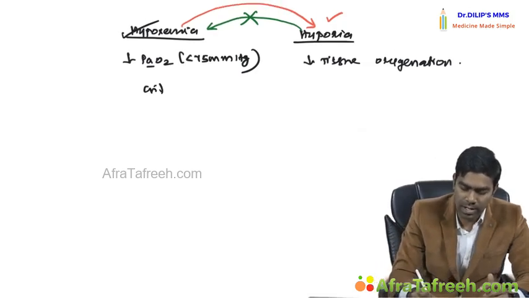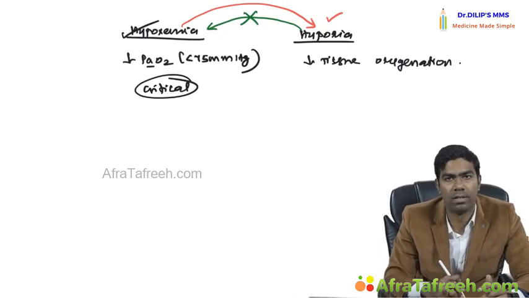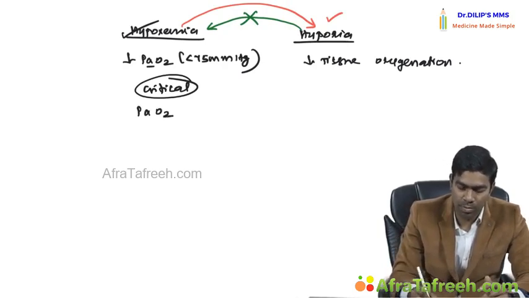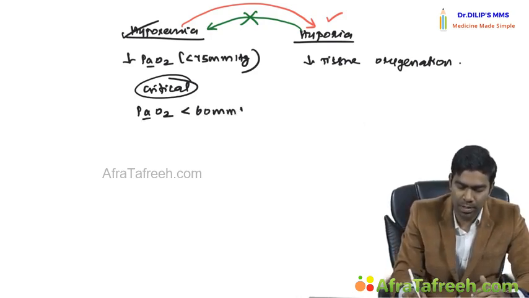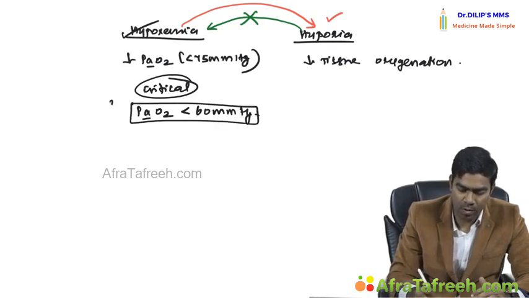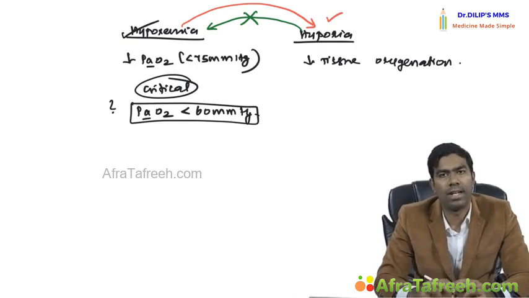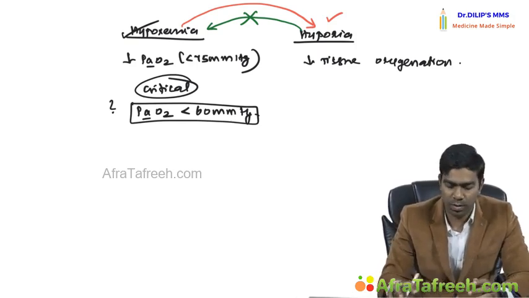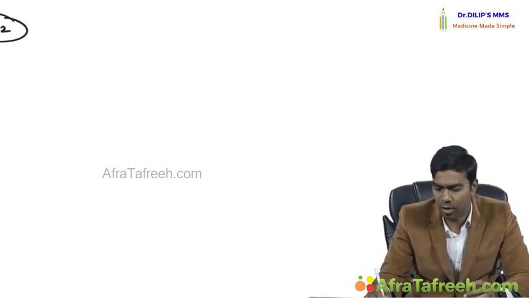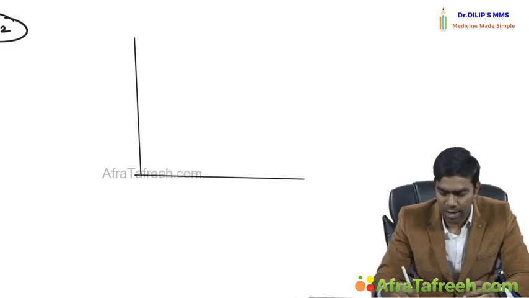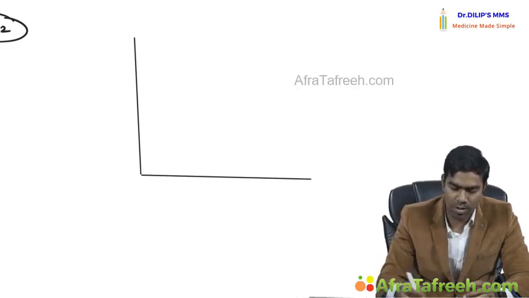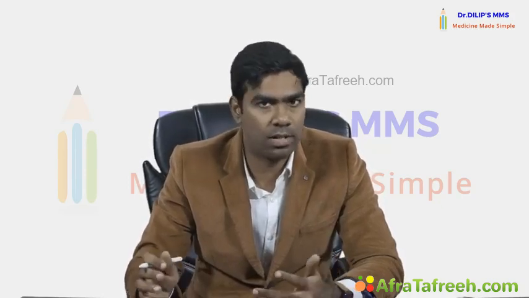But there is an entity called critical hypoxemia. What do you mean by critical hypoxemia? If the partial pressure of arterial oxygen goes below 60 millimeters of mercury. Why do you have this particular definition of less than 60 and call it critical hypoxemia? It all depends on your understanding of the oxygen hemoglobin dissociation curve. Even though we have discussed this a lot in the RBC section of hematology, we have to know a little bit in respiratory failure.